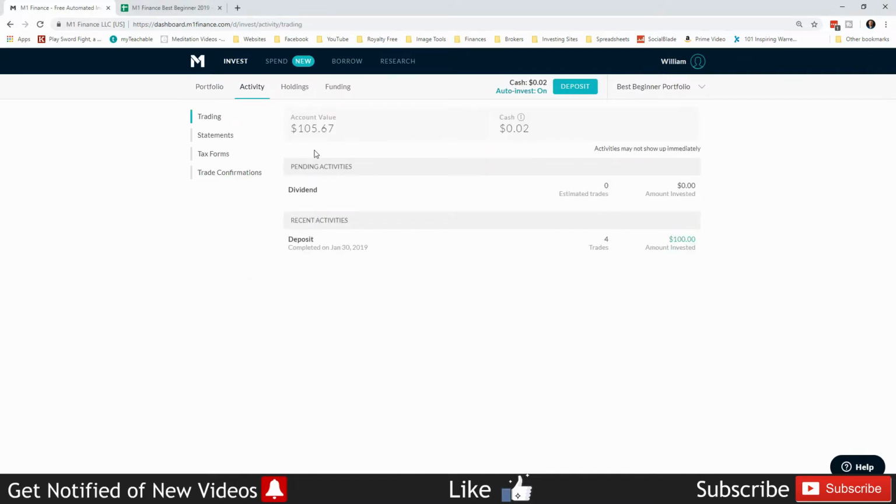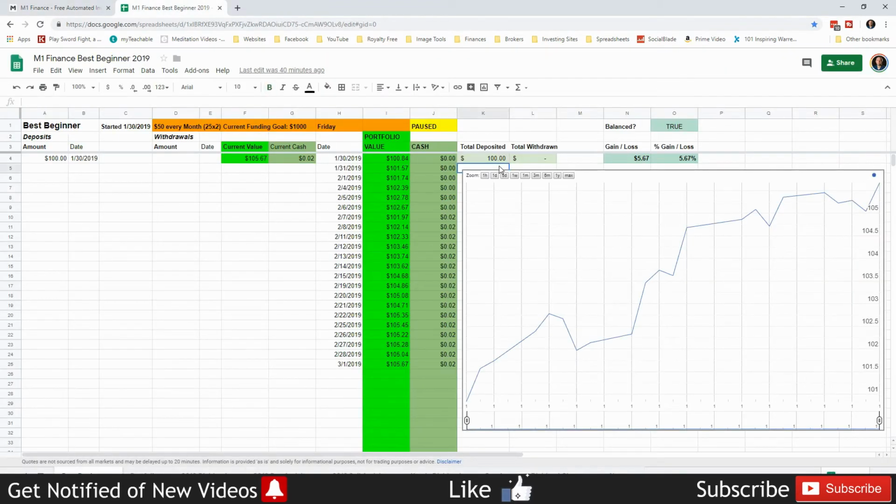Anyways, account value is $105.67 and 2 cents sitting in cash. As you know, I've only deposited $100 into this portfolio at this point, which means we're up by $5.67 or 5.67%, which is not too shabby.